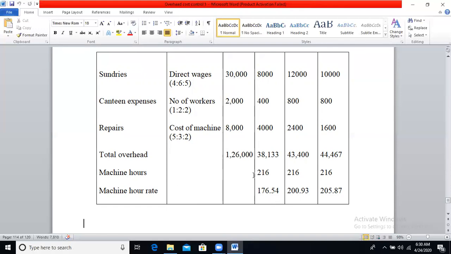So number of machine hours for X, Y and Z will be 216. Machine hour rate for X will be 38,133 divided by 216. You will get 176.54. For machine Y, 43,400 divided by 216. You will get 200.93. And for machine Z, 44,467 divided by 216, you will get 205.87.